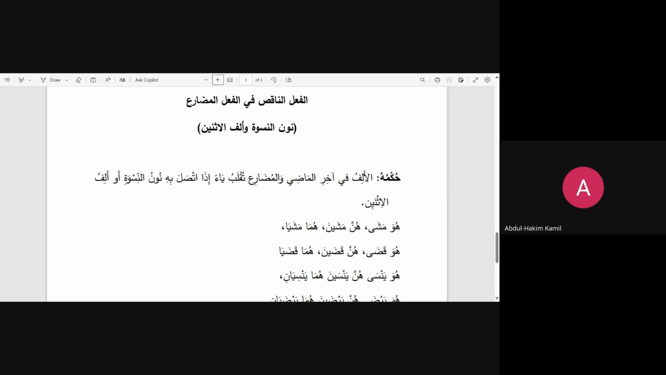Right, so when there's a ya there, there's no problem. But how are we going to handle it when it's muthanna, radiya? What do we add? We add an aleph, because the aleph shows that it's muthanna. So when it's masha and there's an aleph there, what are we going to do?